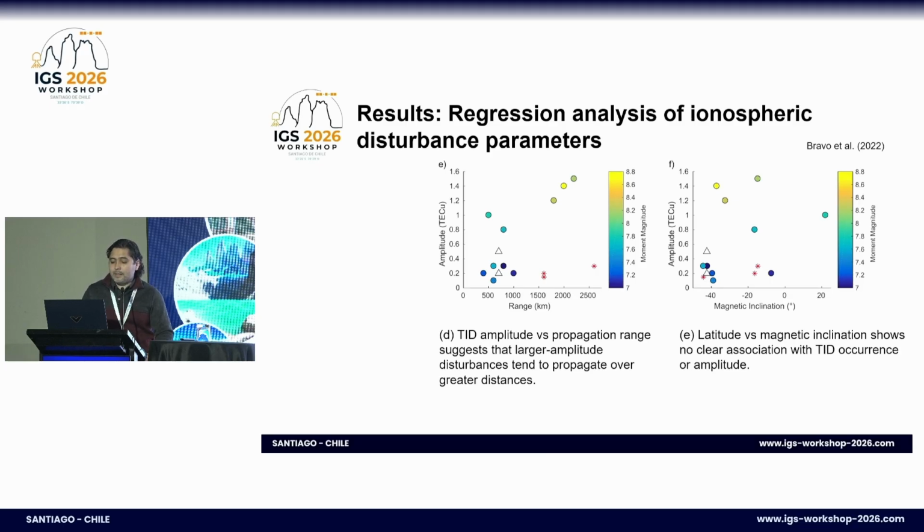In TID amplitude versus propagation range, in the left panel, we see that larger amplitude disturbances tend to propagate over greater distances. And in the right plot, latitude versus magnetic inclination shows no clear association with the TID occurrence or amplitude.